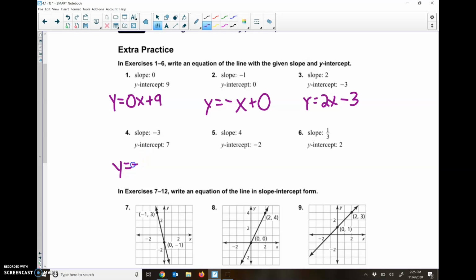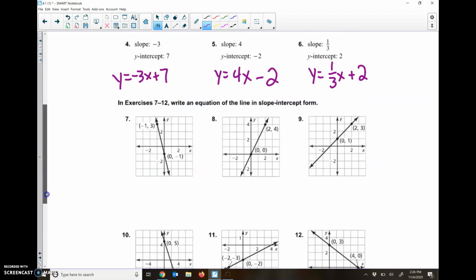Same thing here. Y equals negative 3x. My y-intercept is 7, so plus 7. Number 5, y equals 4 is my slope, so 4x. My intercept is negative 2, so minus 2. Number 6 has a fraction in there, doesn't change anything. So y equals 1/3 x. My y-intercept is plus 2, so plus 2.